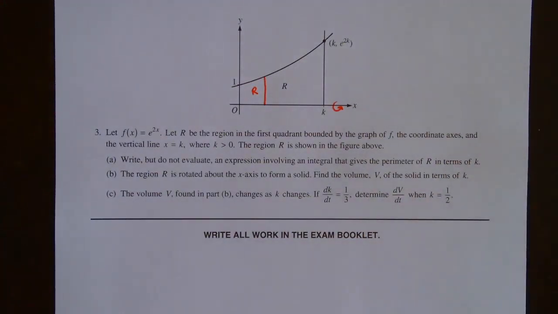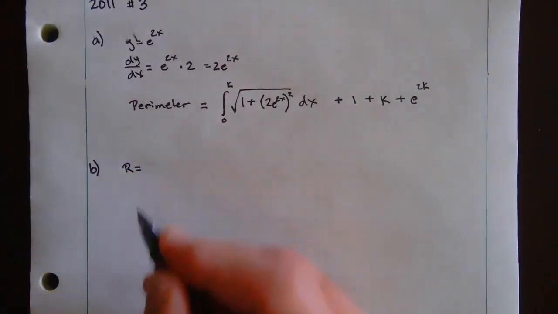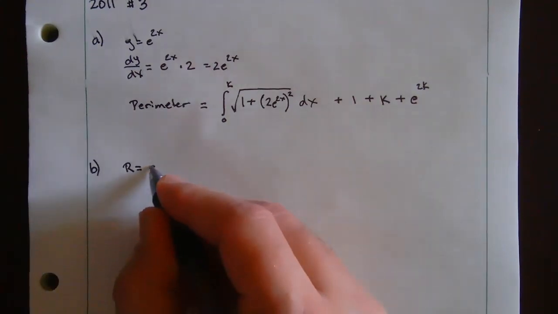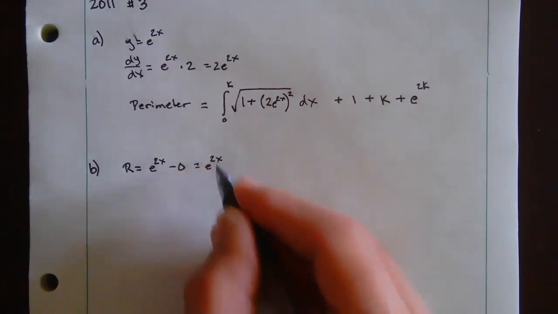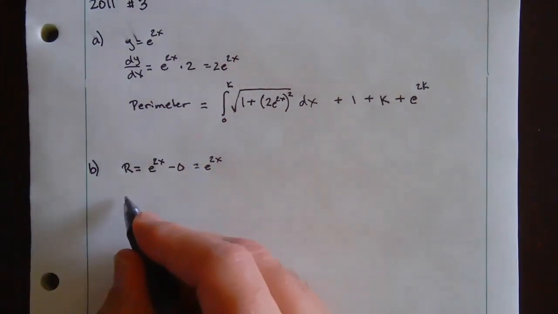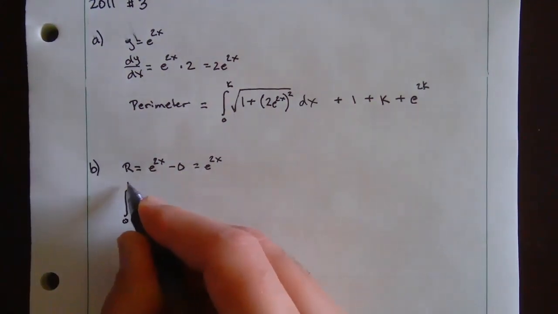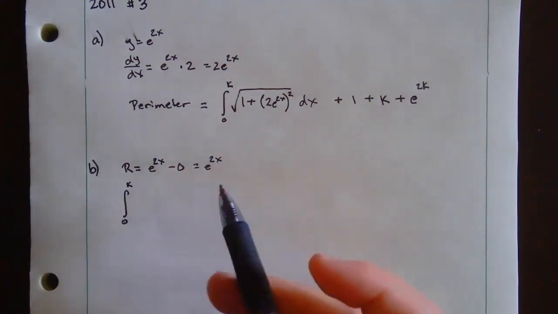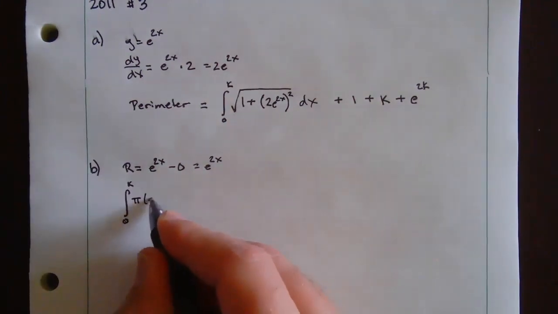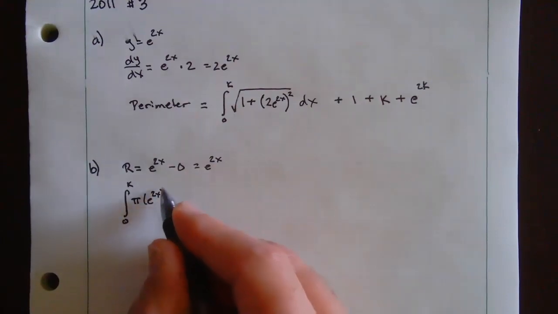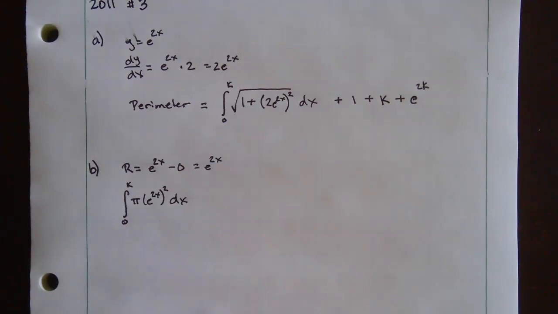Okay, so I'm going to go to the paper and we'll write this one up. So my r, my radius, is going to be e to the 2x minus 0, or just e to the 2x. Okay, and so we're going to integrate this to find the volume. We're going to integrate from 0 to k of pi r squared dx. So pi times e to the 2x squared and then dx. That's your pi r squared. Okay, so that would give you the volume.